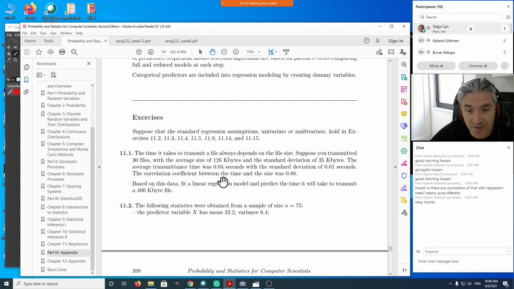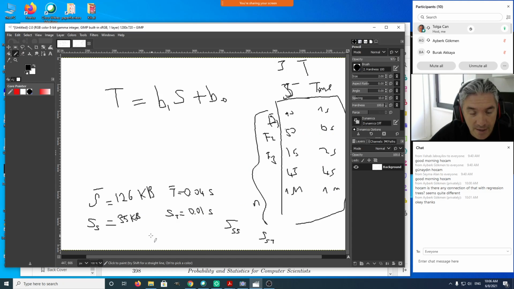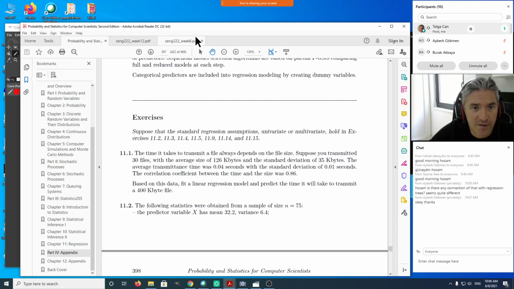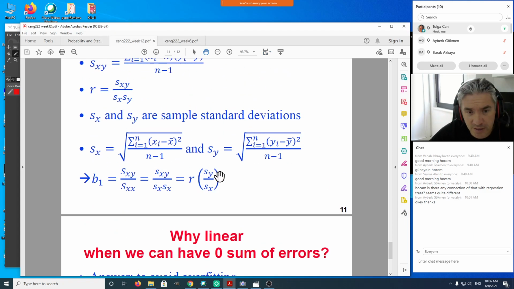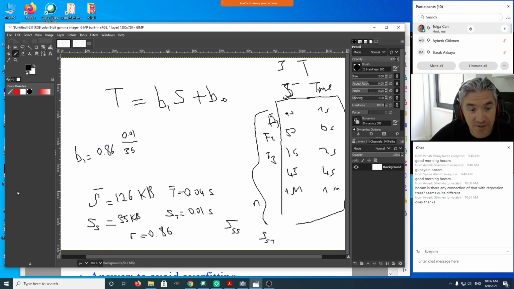The correlation coefficient between the time and size was 0.86. So R is equal to 0.86 here. So what was the formula for B1? B1 is equal to R times SY, which is SS here, ST, sorry, 0.01 divided by 35. Okay, so this is what B1 is. So let me see if I get the formula correct. Yeah, the response variable standard deviation divided by the predictor variable standard deviation. So our response is time. So this is what B1 is.